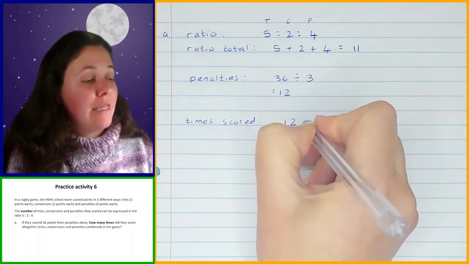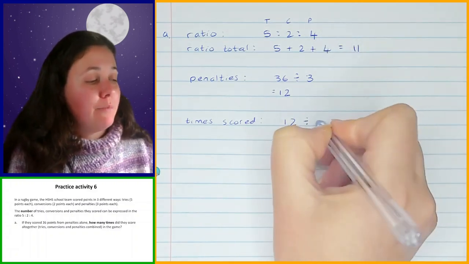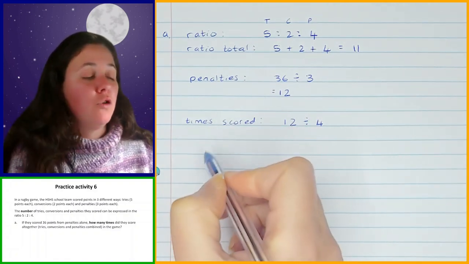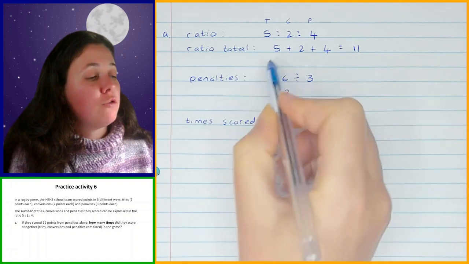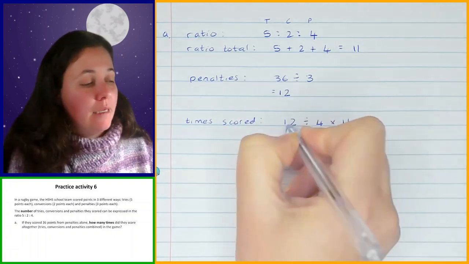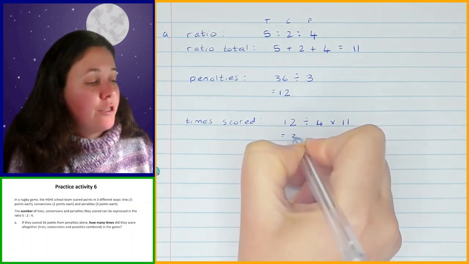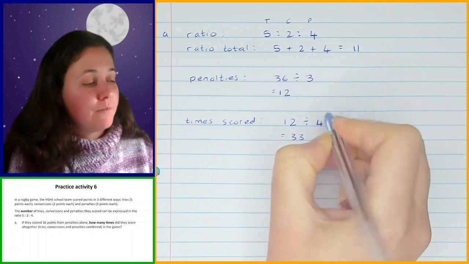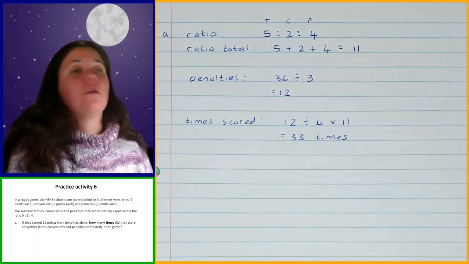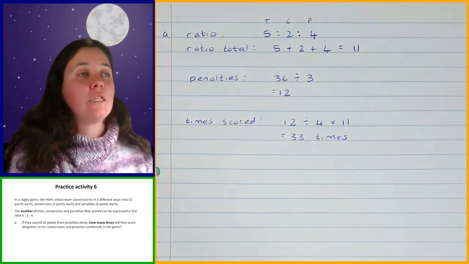So I need to divide that by the penalties part of my ratio. So I'm going to divide it by 4. And now I want to know the total number of times that they scored. So I'm going to multiply by the ratio total over here. And that will give me 12 divided by 4 is 3 times 11 is 33 times. So they scored 33 times altogether, between the tries and the conversions and the penalties.